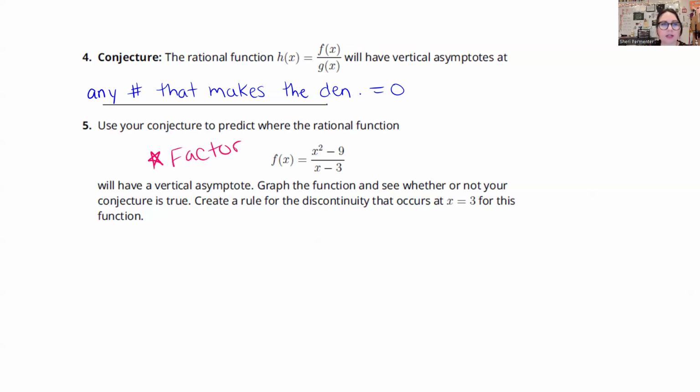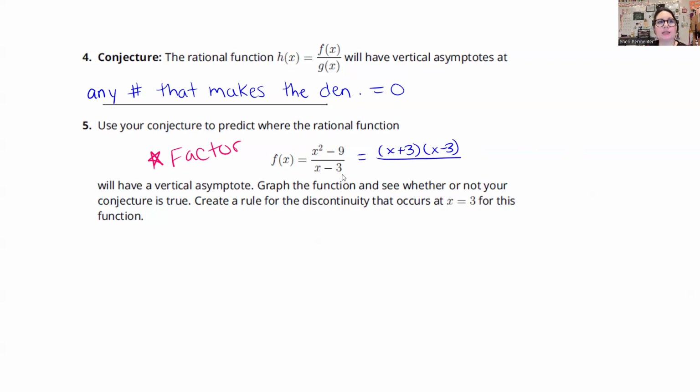Okay, you have to factor. When we factor this, this is a difference of perfect squares. We've already factored this. We're going to have x plus 3, x minus 3, and you can switch the order. It can be x minus 3, x plus 3. It doesn't really matter. So we get in the numerator, x plus 3, x minus 3.